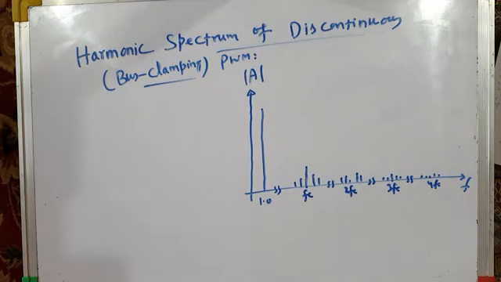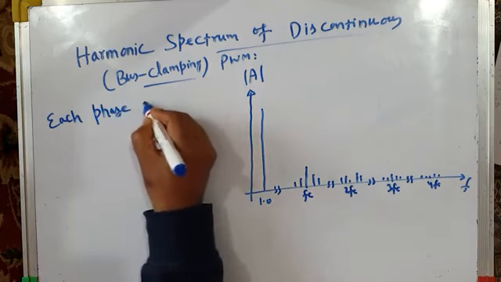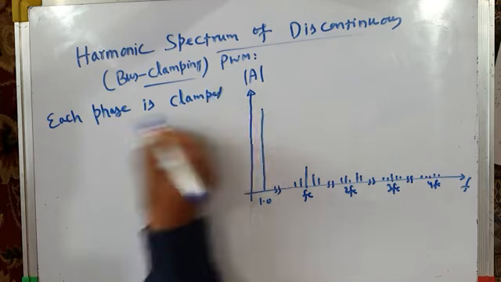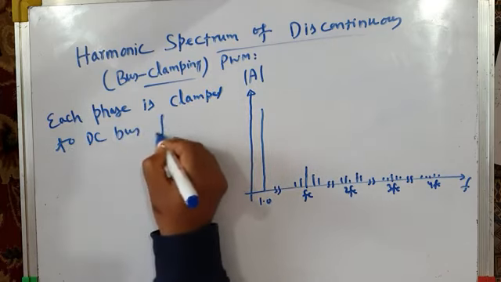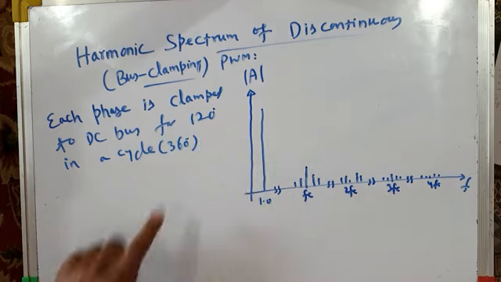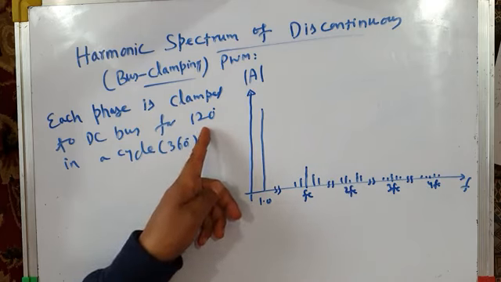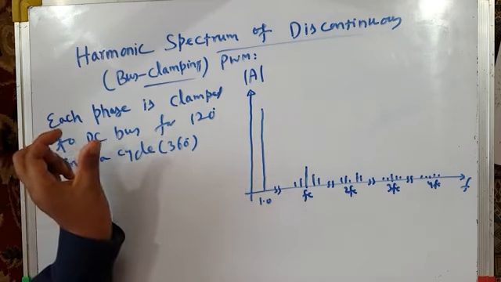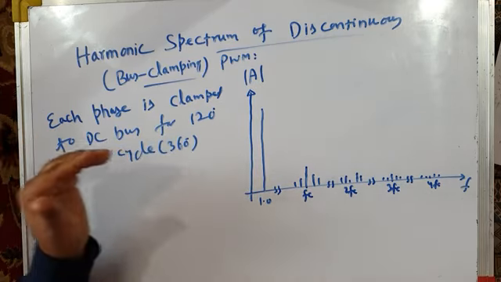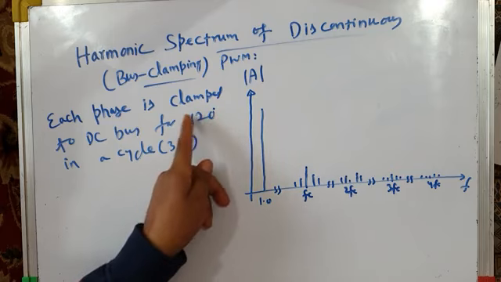Now in bus clamping PWM technique, we have already found that one particular phase is clamped to positive DC bus for 60 degrees and negative DC bus for 60 degrees. That means each phase leg or each phase is clamped to DC bus for 120 degrees in a cycle. And when I say a cycle, cycle means 360 degrees. Out of 360 degrees, each phase, whether it is R phase, Y phase or B phase, is clamped to positive and negative DC bus for 120 degrees. Say 60 degrees for positive DC bus and 60 degrees for negative DC bus. So each phase is clamped to DC bus for 120 degrees out of 360 degrees.